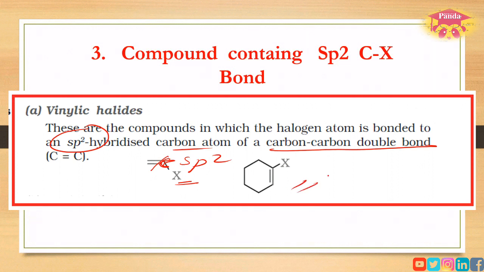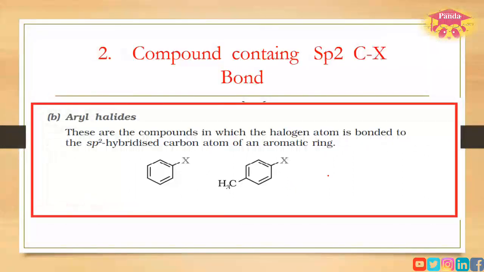Now next, a benzene ring will be there. Aryl means haloarenes, so they always have a benzene ring. These are the compounds in which the halogen atom is bonded to the sp2 hybridized carbon atom of an aromatic ring. So today we have discussed what haloalkanes and haloarenes are and their classification. Next class we will discuss the preparation of haloalkanes and haloarenes.